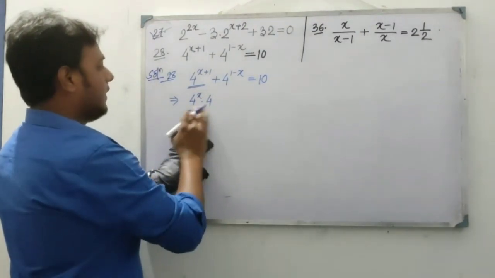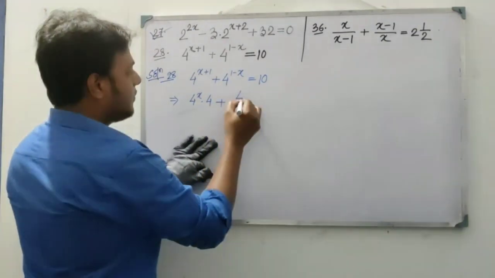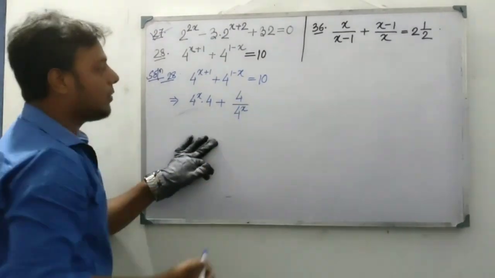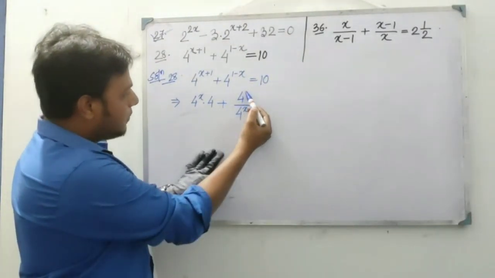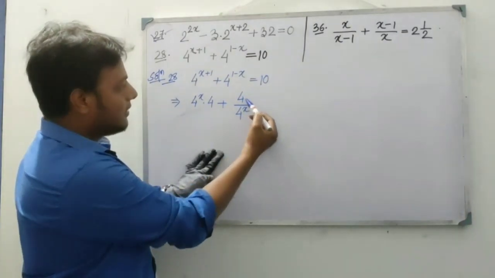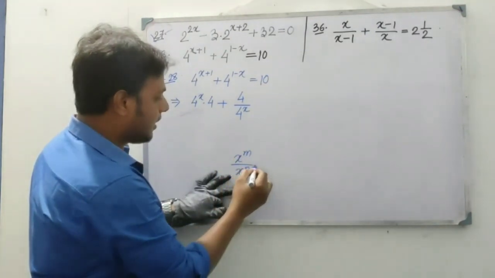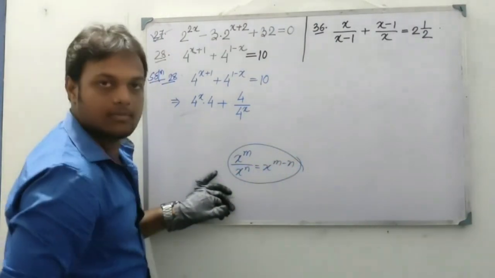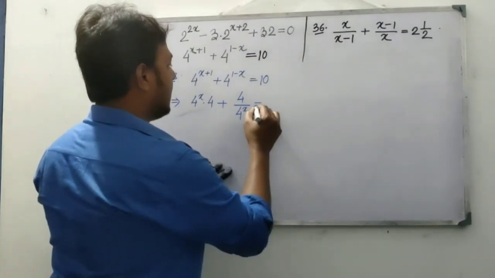Okay, next, plus this can be written as 4 by 4 to the power x. Why? In the case of division we have to subtract the powers, so here the power of 4 is 1 and this is 4 to the power x, so you will get 1 minus x. Actually it follows from the rule x to the power m by x to the power n equals x to the power m minus n. Hope you understand. Okay, equals 10, keep it unchanged.